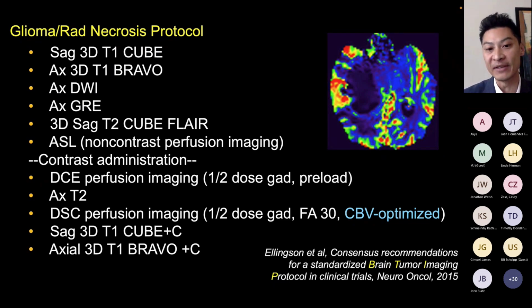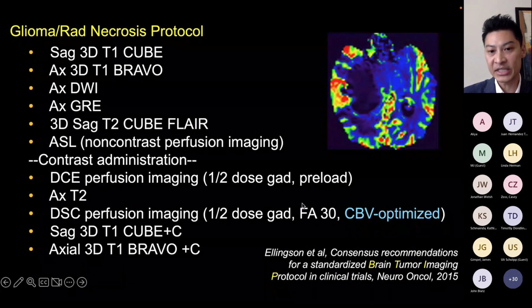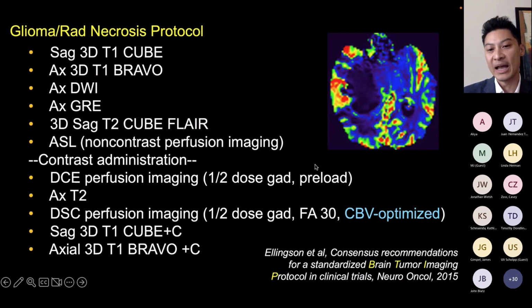But what's most notable about the glioma radiation necrosis protocol is that we optimize it for acquiring accurate CBV measurements. In this particular case, we use a preload dose to help correct for contrast leakage, and we use a low flip angle to help reduce the T1 effect. So we want to reduce the T1 confounding effects and the contrast leakage to maximize our CBV measurements as much as possible. And in this particular case, we use a half dose scheme.